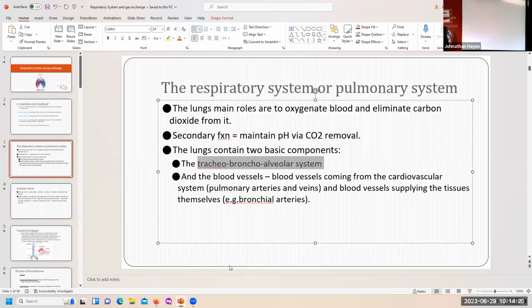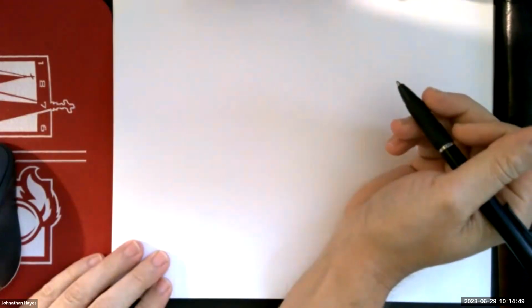So maybe you'll have to trach them, or maybe you'll have to ventilate them in some way, shape, form, or fashion. Maybe the lungs themselves are too weak and they can't breathe on their own. So you have to ventilate them and add mechanical assistance. But obviously the airway is an important part of the respiratory system, but we can't forget the blood vessels as well. Because what good is it if I can breathe if I don't have pulmonary circulation?